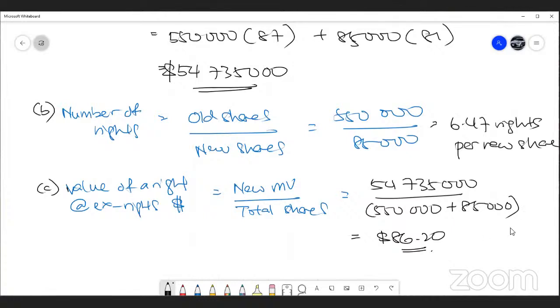So 550,000 at 87, 85,000 at 81. On average, each share is around $86.20. That's it. This is the value of a right, or value of the ex-rights price. Ex-rights price means after including the new shares, how much is the value of each share.